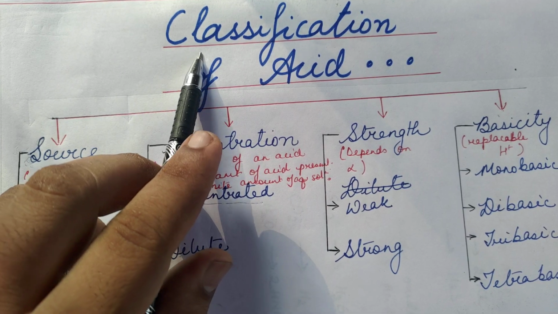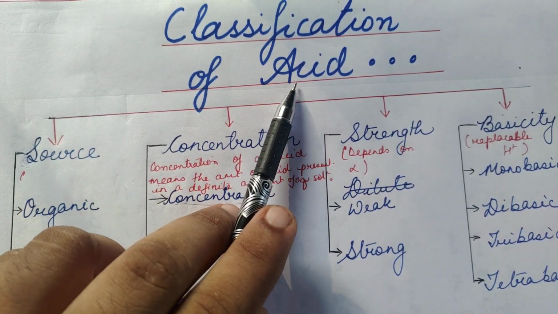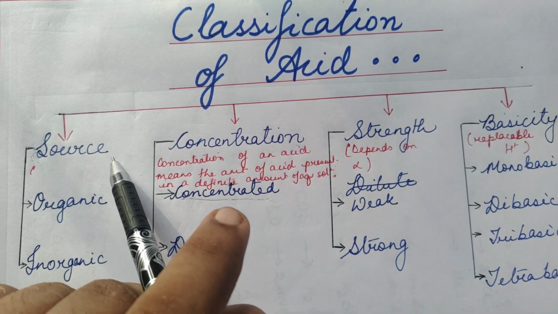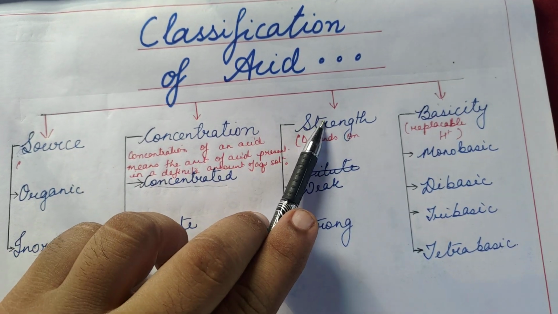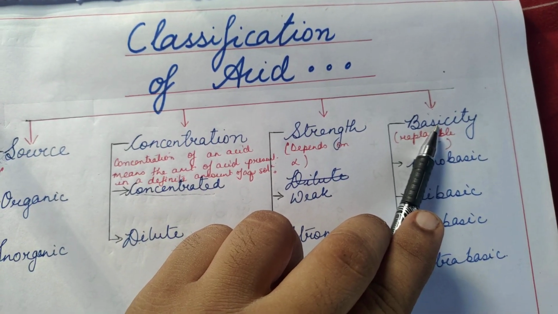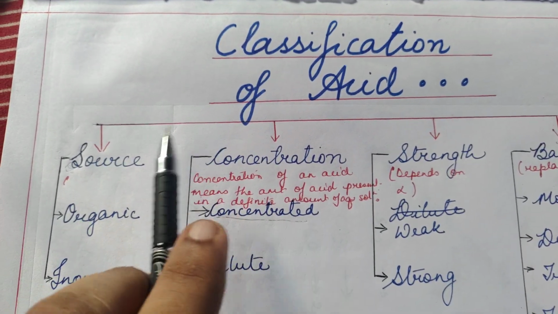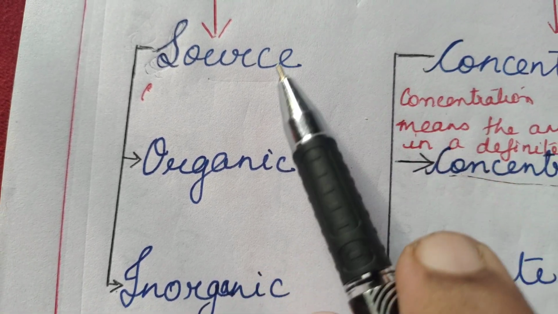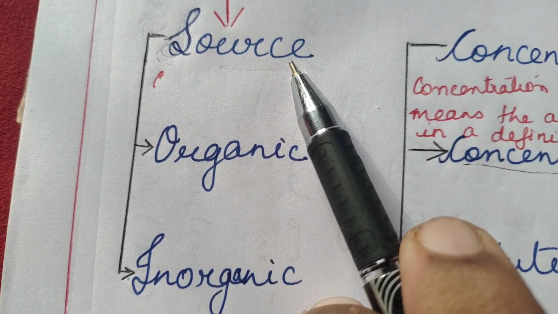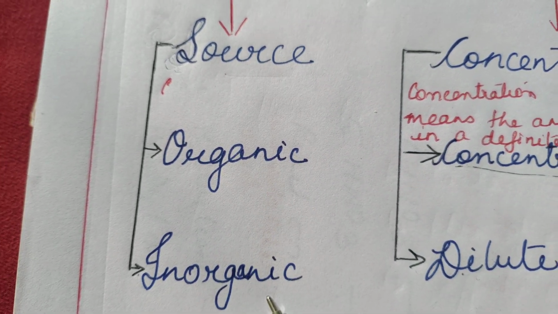Let's come and classify the following acids. Now, the acids can be classified on the basis of 4 categories. First one is your source, the second one is concentration, third one is strength, and fourth one is basicity. So let us first classify the acid on the basis of the source. Source is from where we derive the acid, and they can be of two types, organic and inorganic.